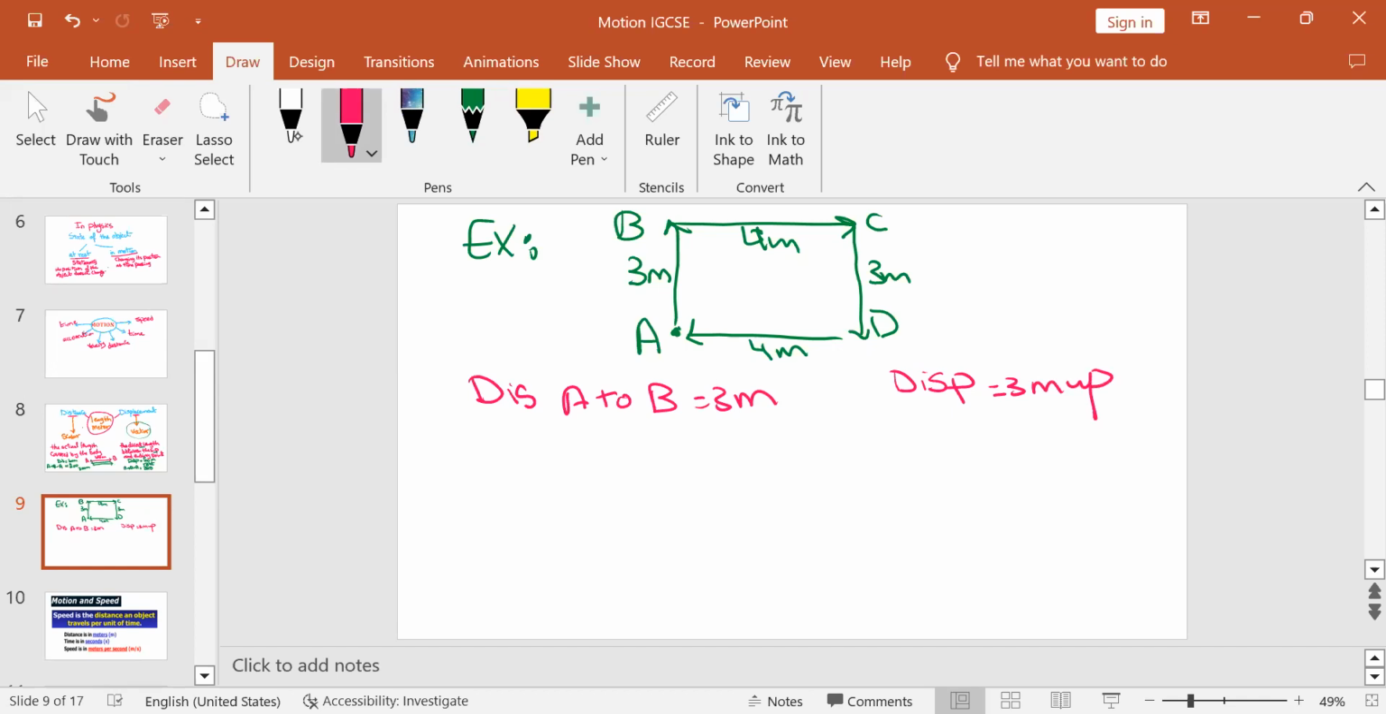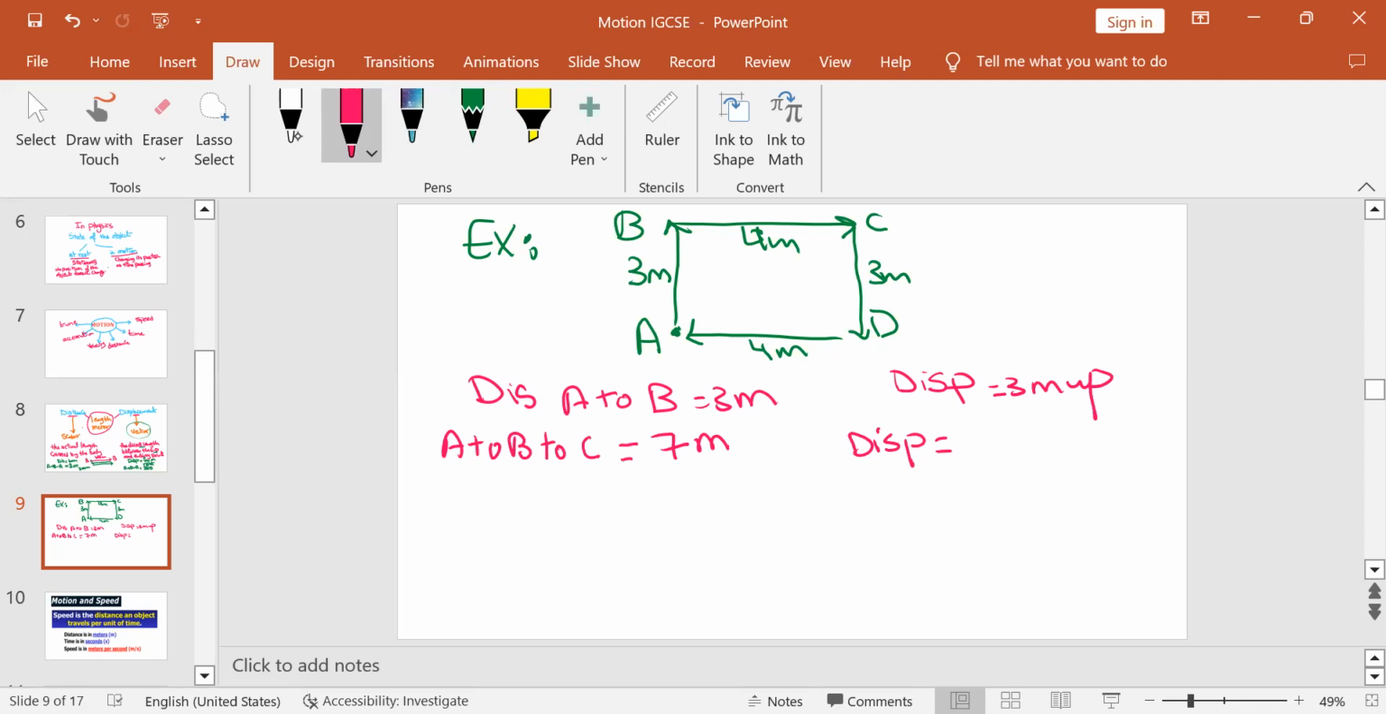Okay. From A to B to C. What is that distance? 7 meters. Excellent, 7 meters. What about the displacement? 4 meters. Let's remember what displacement means.